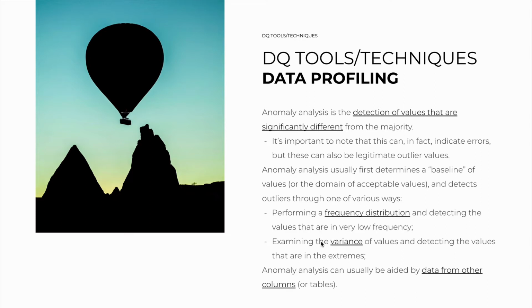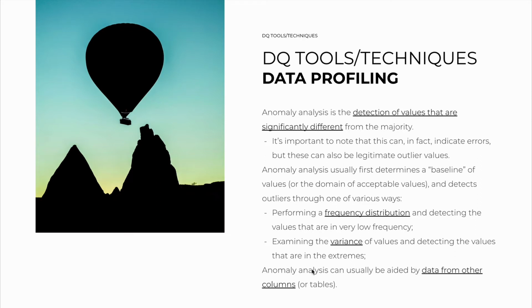The second is by examining the variance, or alternatively, the standard deviation of values, and then detecting the values which are in the extremes. So it's very similar to the frequency distribution. You do a normal curve of the distribution, and you figure out which types of values are in the extremes. We'll cover this in detail later, but all of these statistical measures are usually calculated by the tool itself. So you just perform the profiling, and it spits out the results.